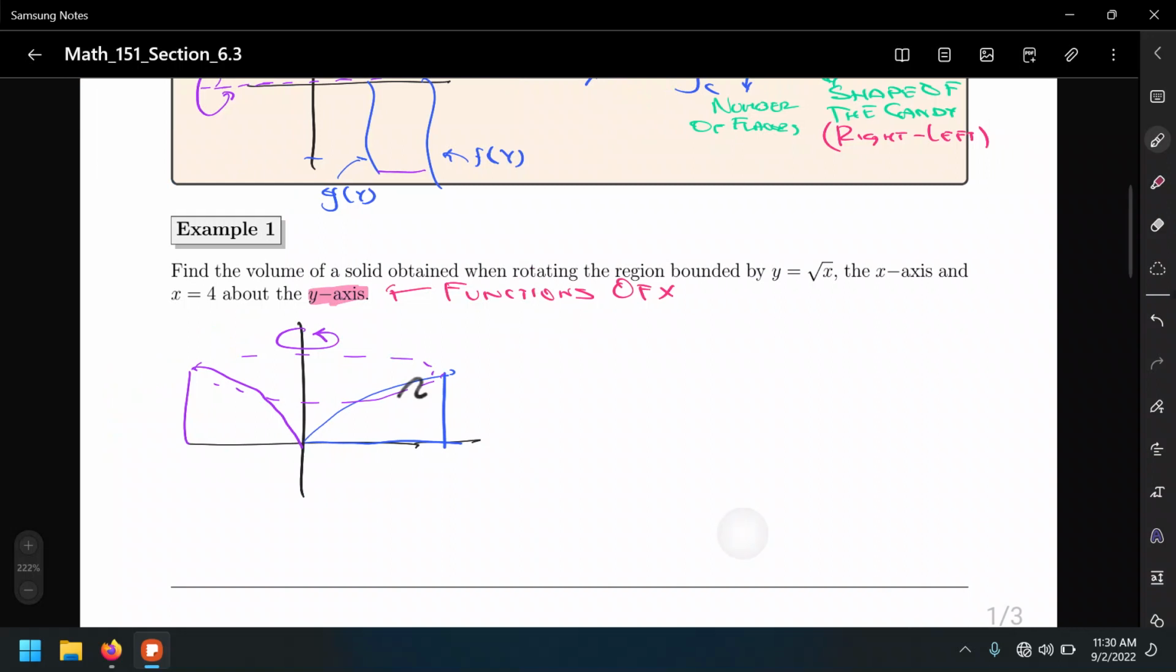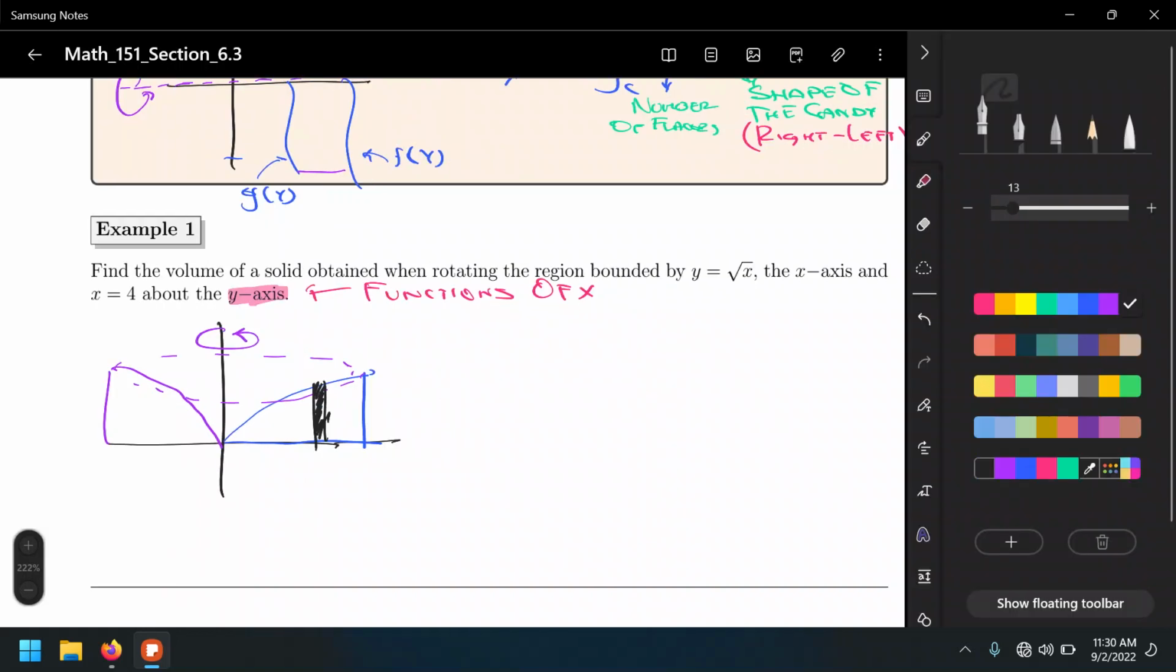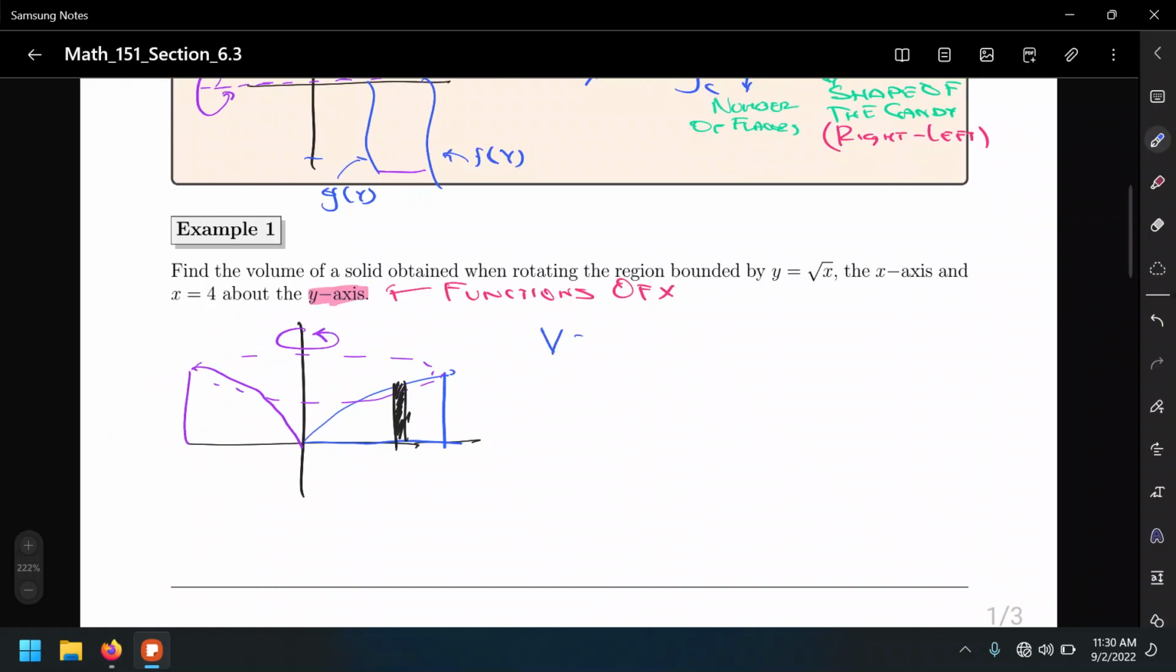Number one, this rectangle right here describes the shape of the candy, that is top minus bottom. That's volume equals 2 pi integral from a to b of r of x times h of x with respect to x. Okay, so let's see. h of x is the height of the shape, given by the difference between the two functions. In this case, the top is the radical function and the bottom is the horizontal line, y equals 0.